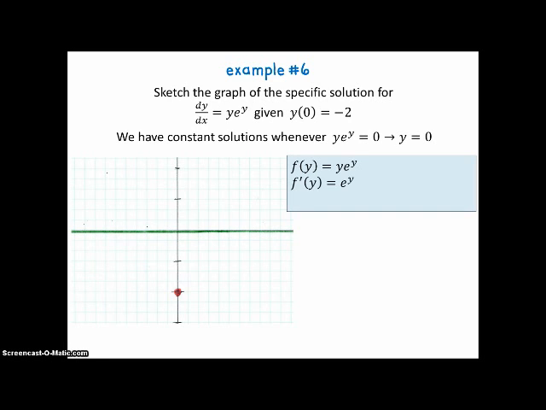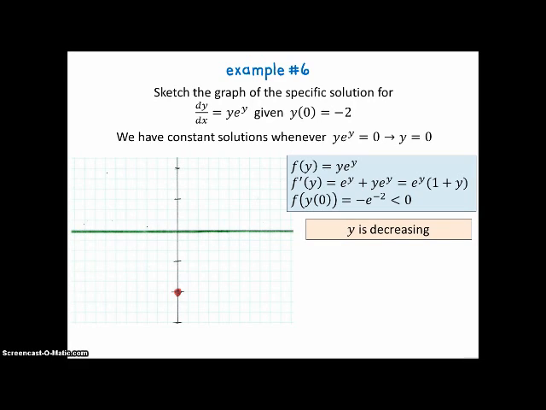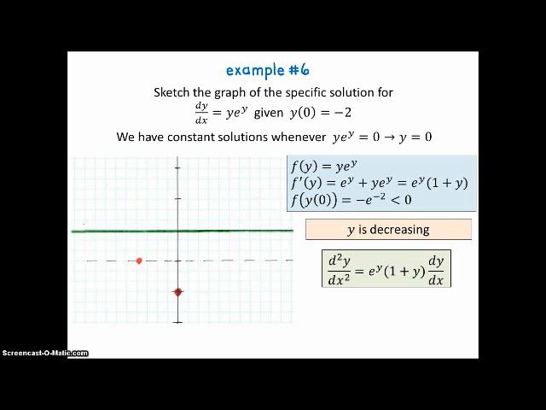So there's f of y, and then using the product rule, there's f prime of y. And then if we plug -2 in for y, we get e to the -2 times -1, and that's going to be negative. Hence, we know that y is decreasing. Now, the second derivative is going to be f prime of y, which I wrote in factored form, times dy/dx. And so we are going to have our point of inflection along the line y equals -1, and I've got the dot to the left because y is decreasing.